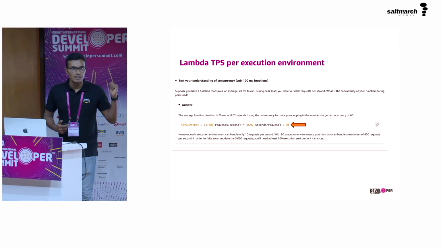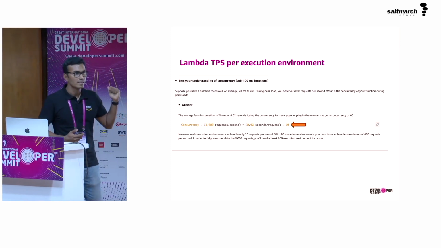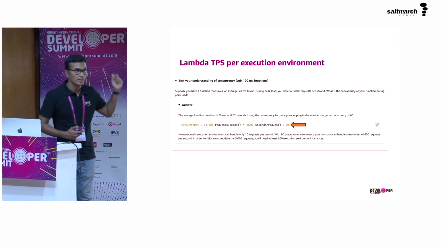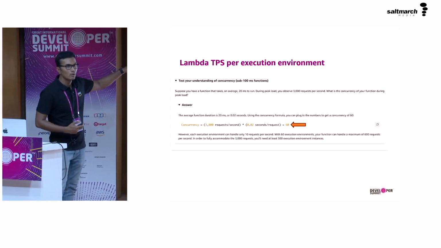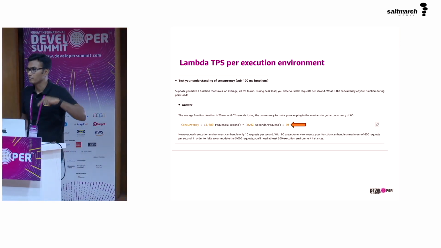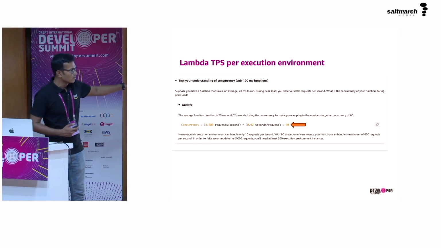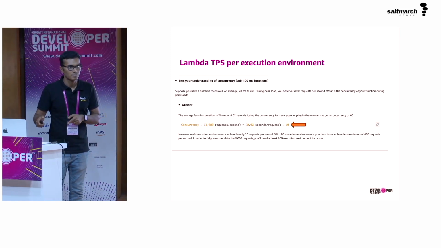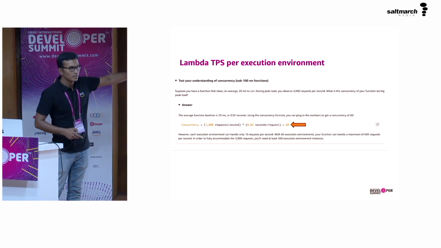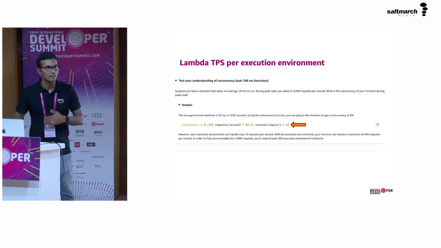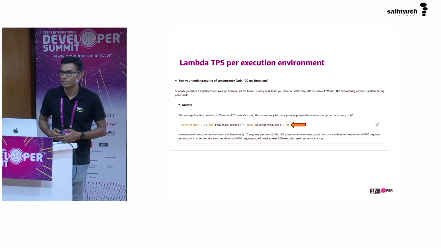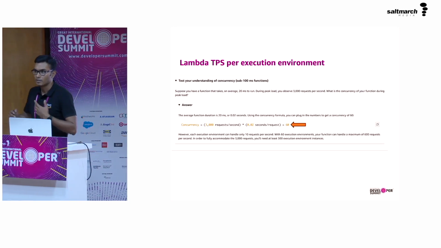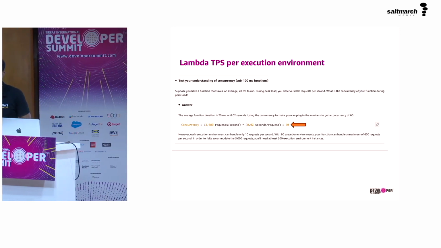But keep in mind, per execution environment, there is a limit of 10 requests per second, which especially comes into play when you have a sub 100 millisecond function. What that means is for 60 concurrent executions, you can only go 600 requests per second. So in order to serve the 3,000 requests per second, ideally in this case, you would need 300 execution environments. So that's something to keep in mind, especially if you have functions which are executing quite fast.